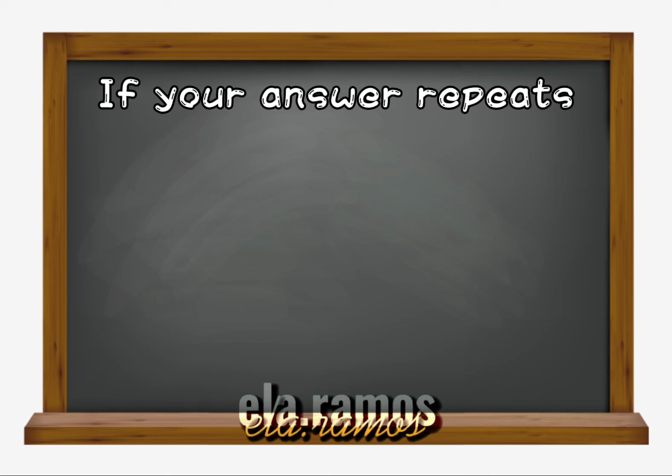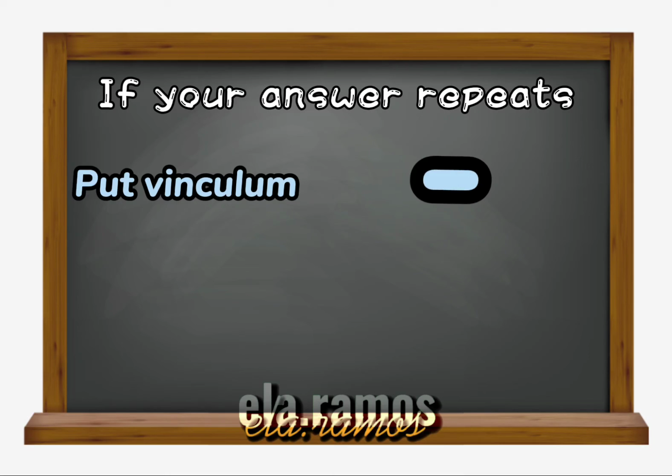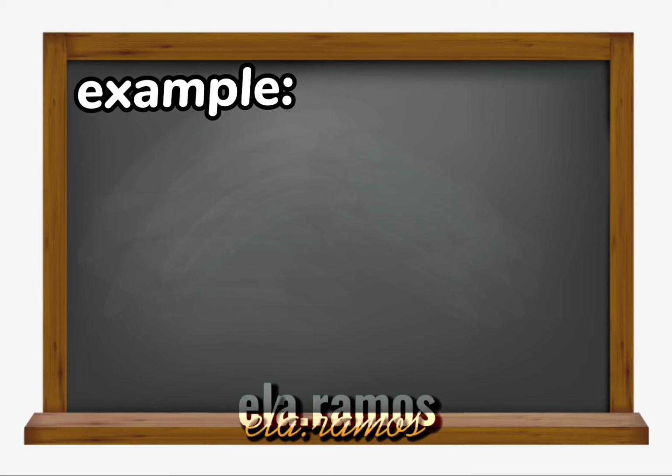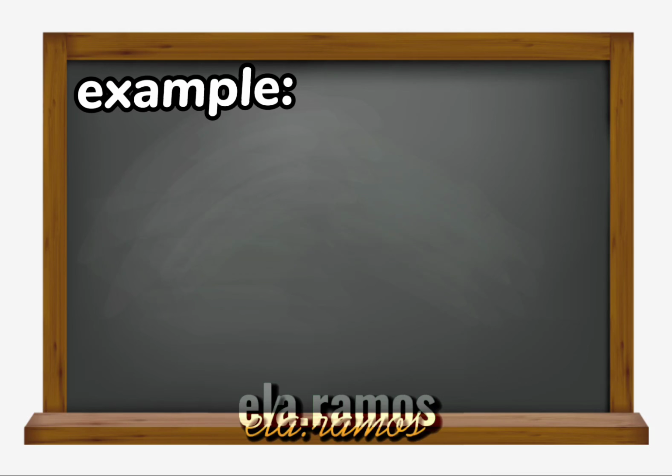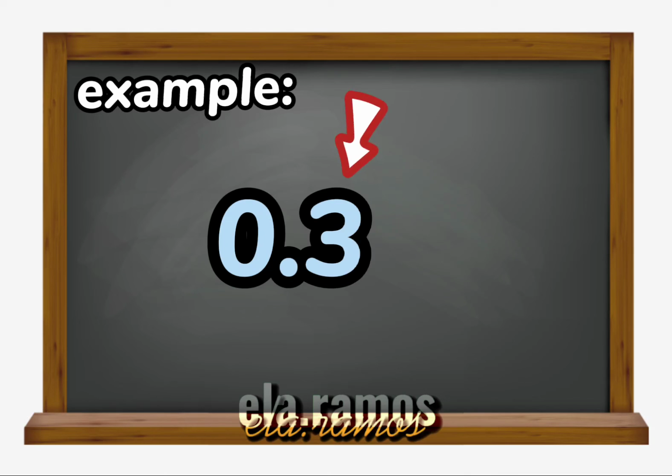For non-terminating decimals, if your answer just repeats, put a vinculum on top of the fractional part that always repeats. Example, if your answer is 0.333 and so on and so forth, just do this. Just put the repeating number of the fractional part and put the vinculum on its top. And that's the thing I've learned about fractions and decimals.